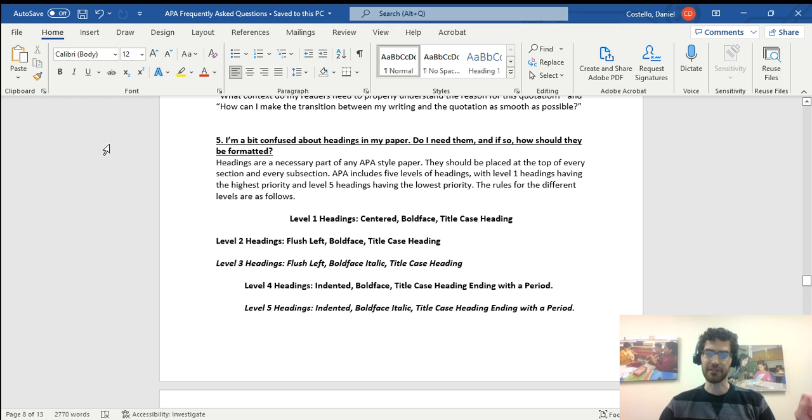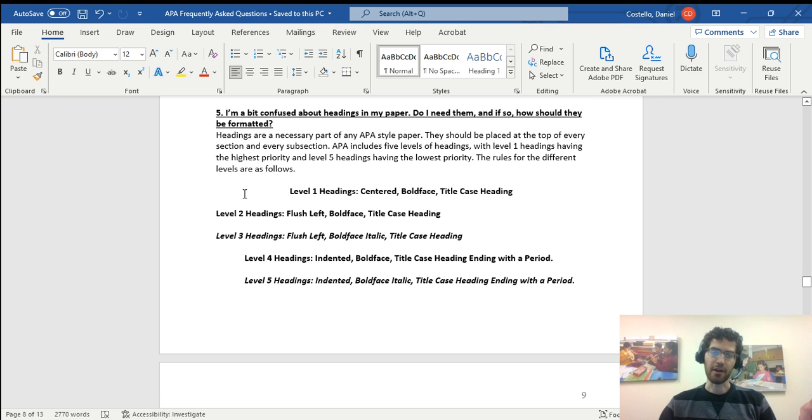And there are 5 levels of headings, with level 1 headings having the highest priority and level 5 headings having the lowest priority. So if you look at this page here, we'll briefly see the formatting for the different types of headings. So level 1 headings, like I said, this is the highest priority level of heading. They will head major sections of a paper. They are centered, they are in boldface, and they use title case heading.